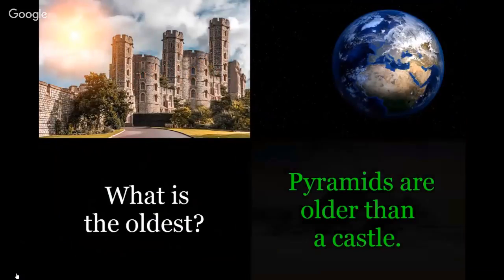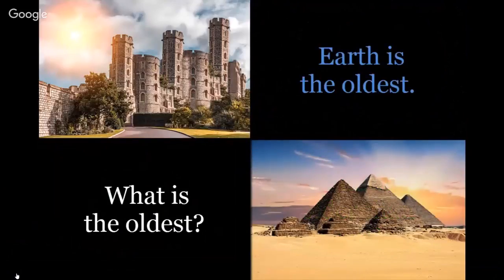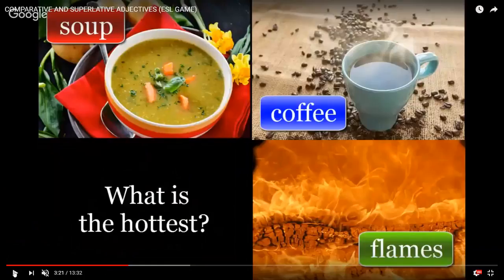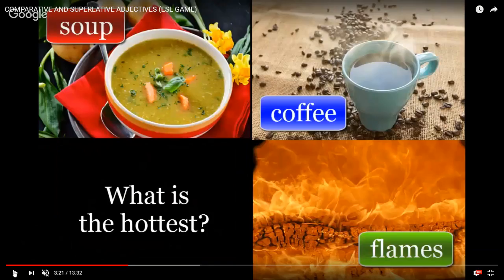We got here the examples. The earth is the oldest. Very good. Okay. Two more and we continue with the next part. Okay. What is the hottest? Soup, coffee, or flames? The basics first. Soup is hot. Very good. Comparative? The soup is hotter than coffee.